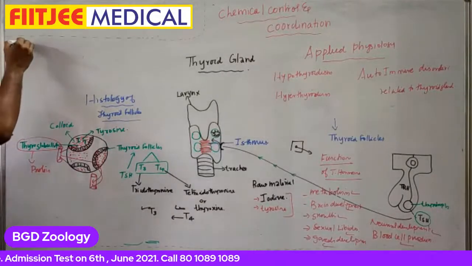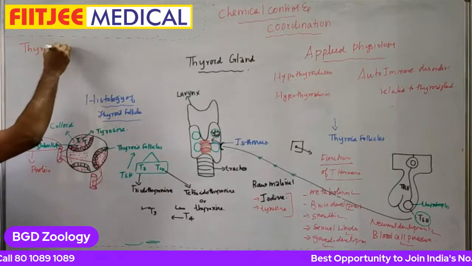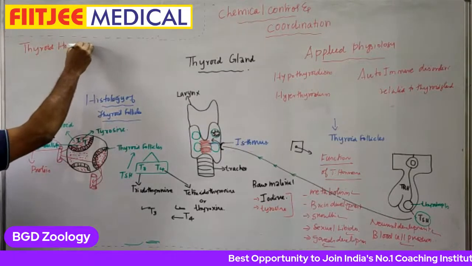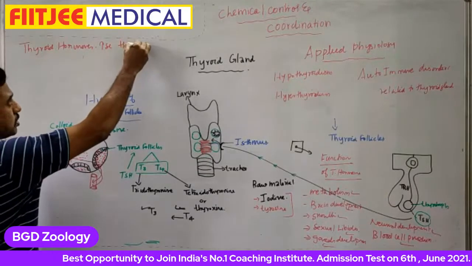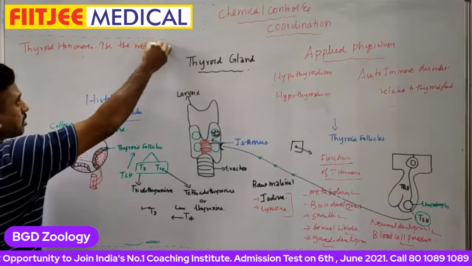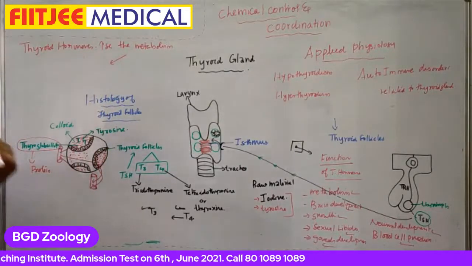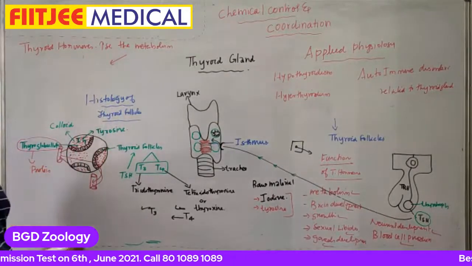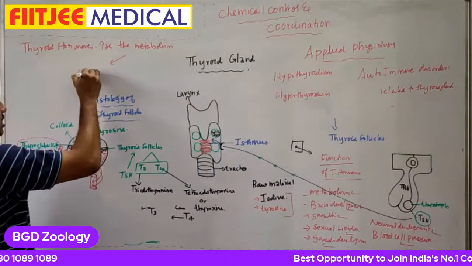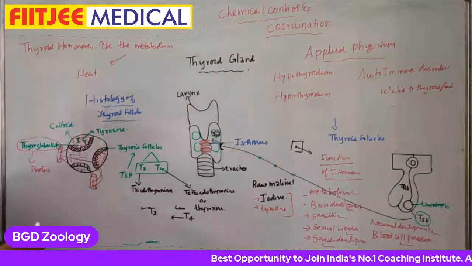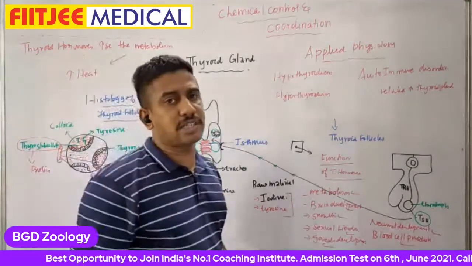These thyroid hormones, if you are looking, they will increase the metabolism of the cells. As they increase the metabolism, one byproduct of cell metabolism is heat: the body temperature will increase. The heat production will be more.